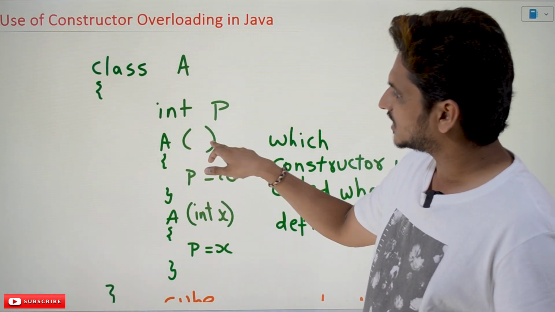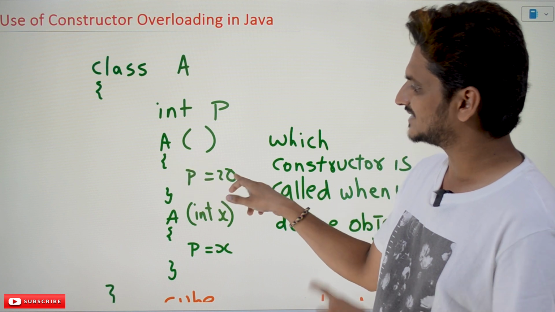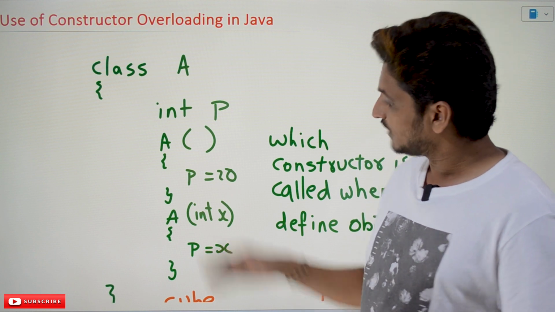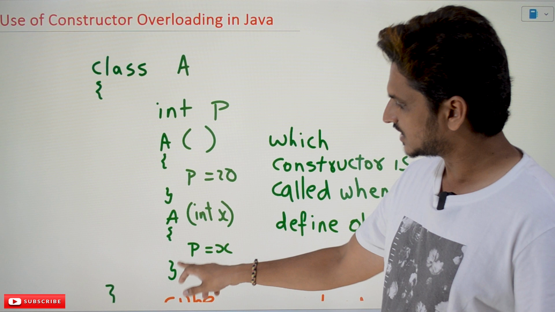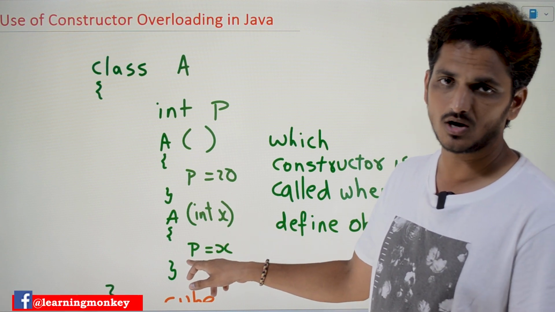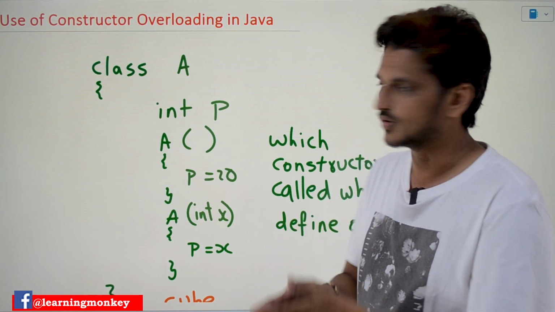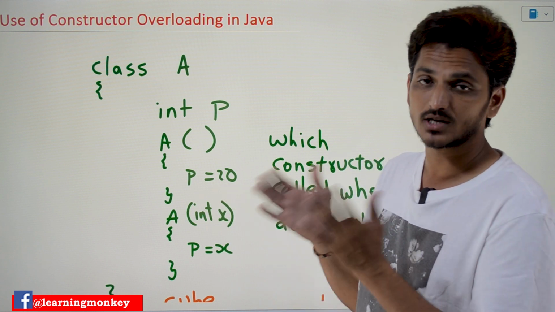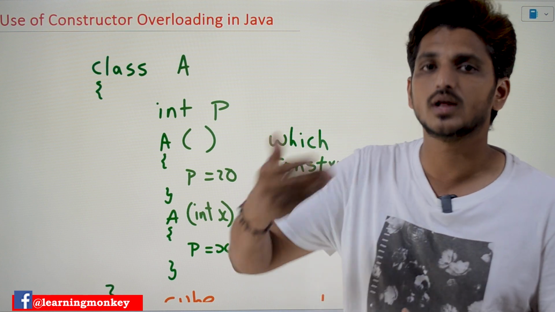We defined a constructor here, A(), with the same class name. In this constructor, we are assigning a value 20 to instance variable p. And we defined one more constructor, A(int x). In this constructor, we are assigning the x value to the instance variable t. So this is what we call constructor overloading. How many constructors have we written here? Two constructors. If you have written more than one constructor, that is what we call constructor overloading.